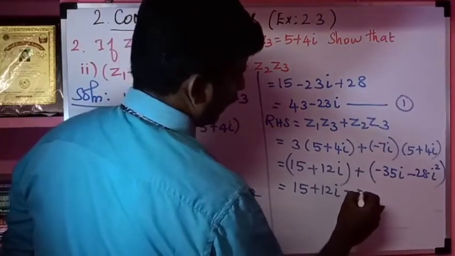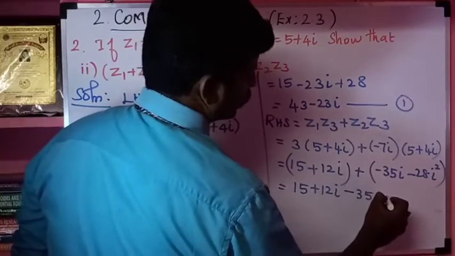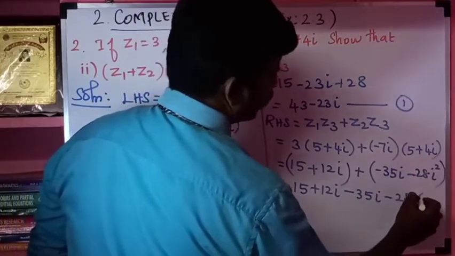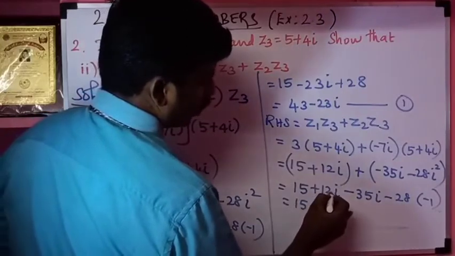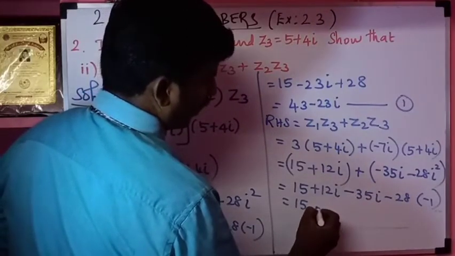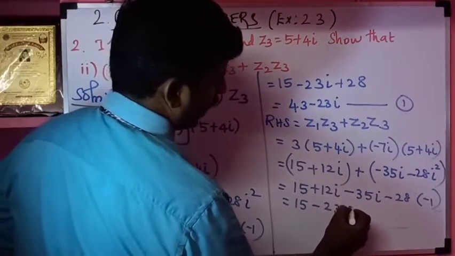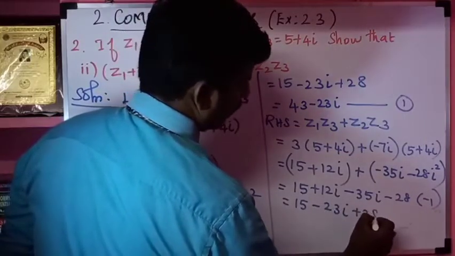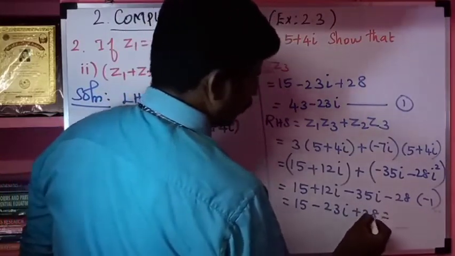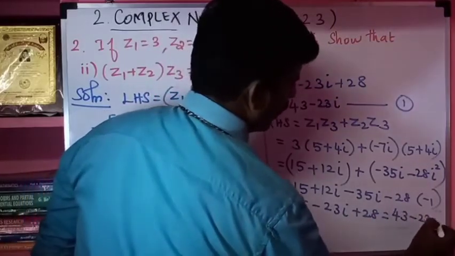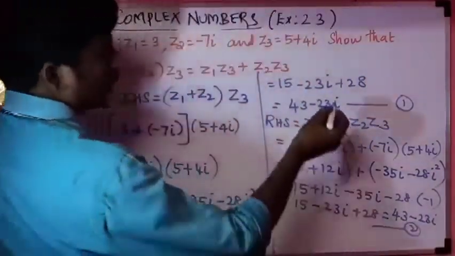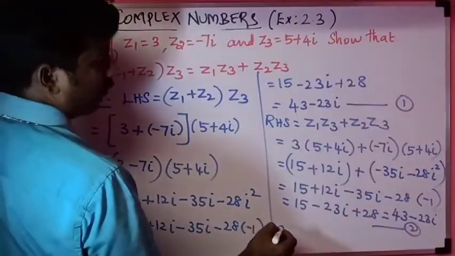Plus into minus, minus 35i. This is minus 28 times i square, whose value is minus 1, which is 15. This is 12i minus 35i, which is minus 23i. This is plus 28, which is equal to 28 plus 15, 43 minus 23i. This is equation 2. Now, equation 1 and 2 are equal.